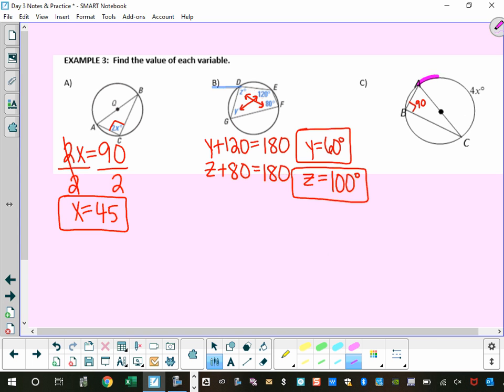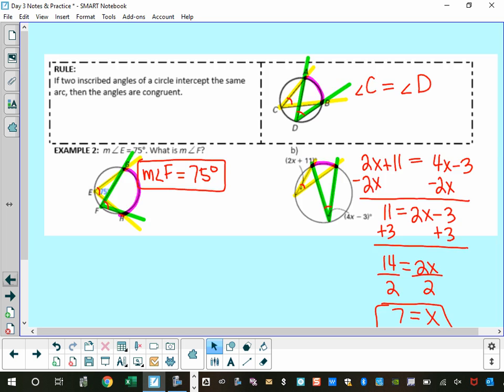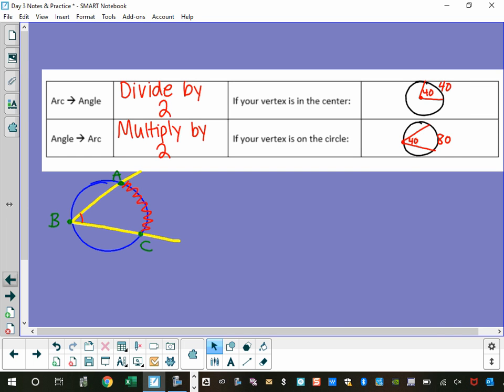told me that this arc AC is 4x. Well, I don't have a number for that right now, but what I do know is that this is an inscribed angle. If we kept extending those sides of the triangle out past the circle, it is still an inscribed angle. So, if my angle is 90, how do I find the intercepted arc? Let's refer back here. How do I go from angle to arc? I'm going to multiply by 2.